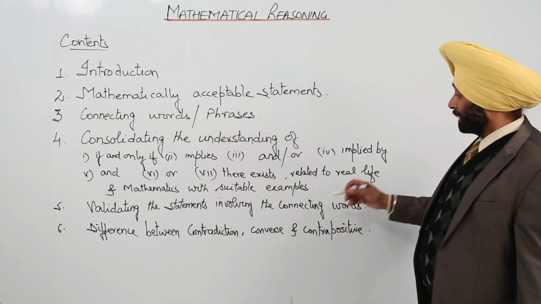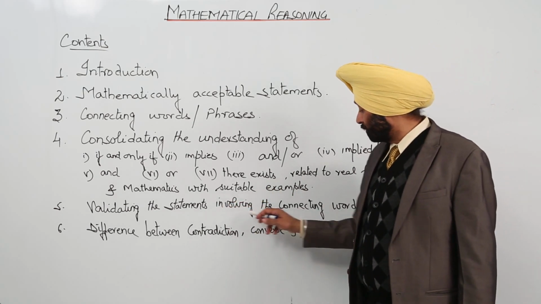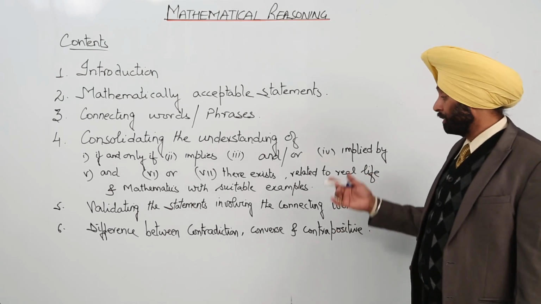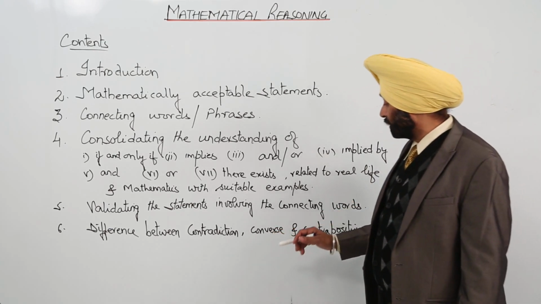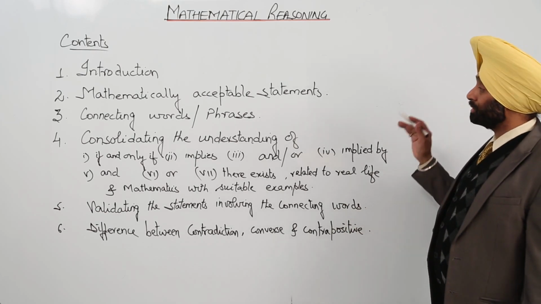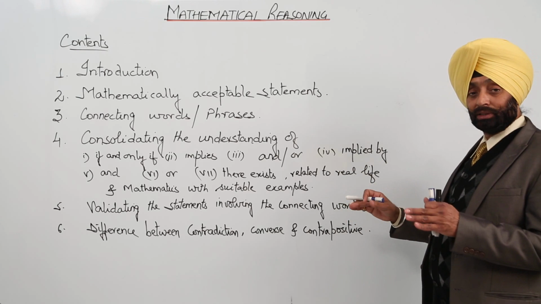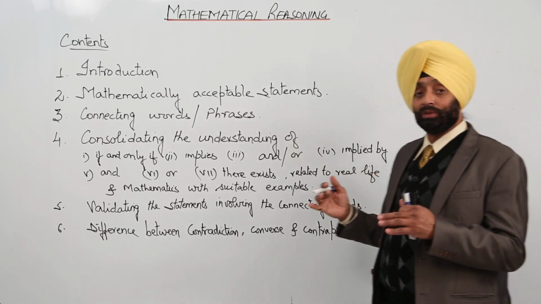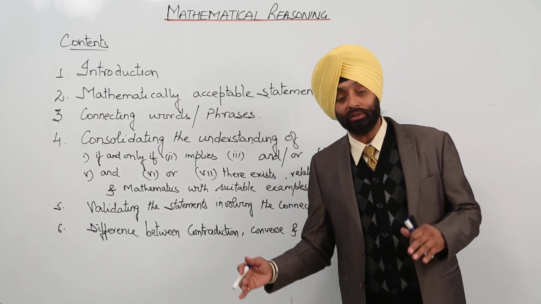Okay. And then validating the statements involving the connecting words: the statement is valid or not. And the last is the difference between contradiction, converse and contrapositive. So these are the things, a very nice and interesting chapter which we are going to do, related a little bit with English and mainly with mathematics.